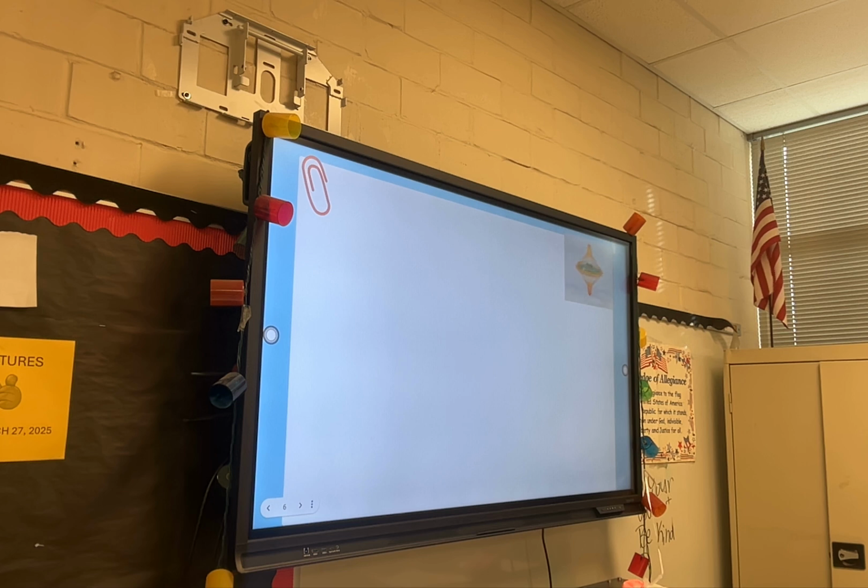It is 8:32. Because the spinning top is moving. It has motion.